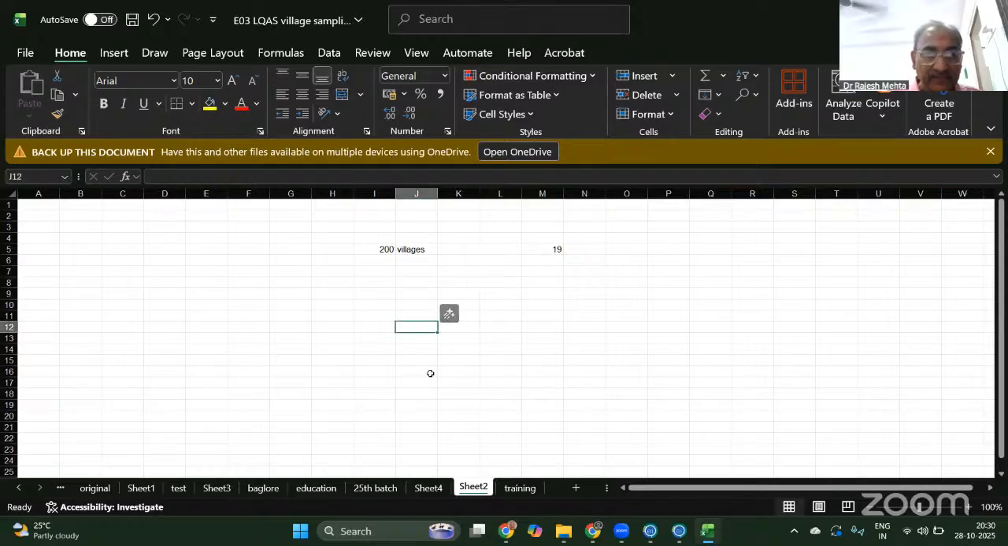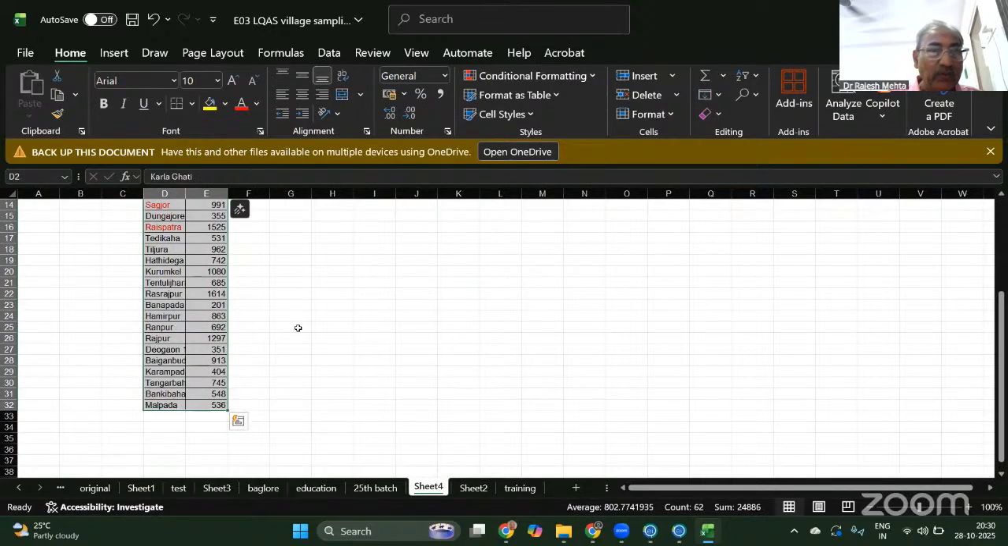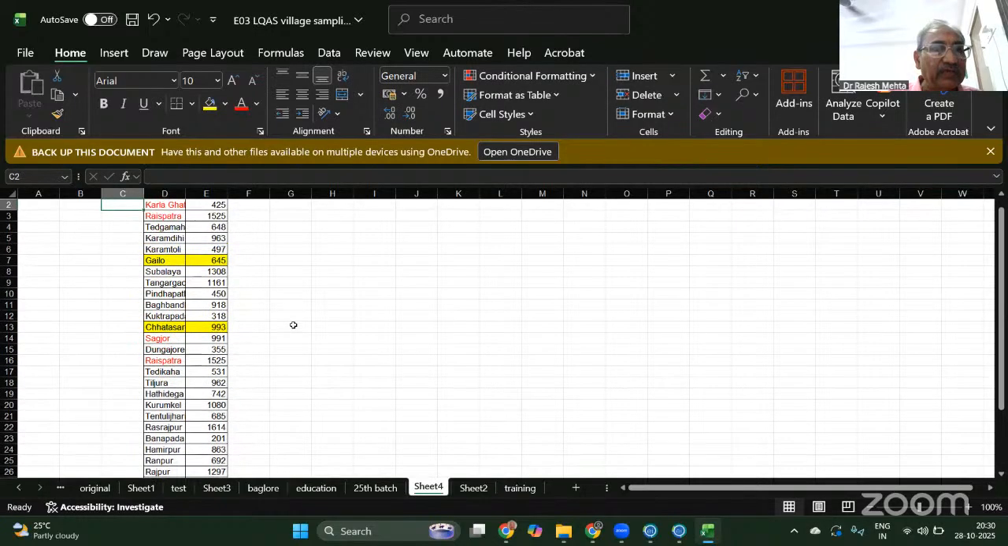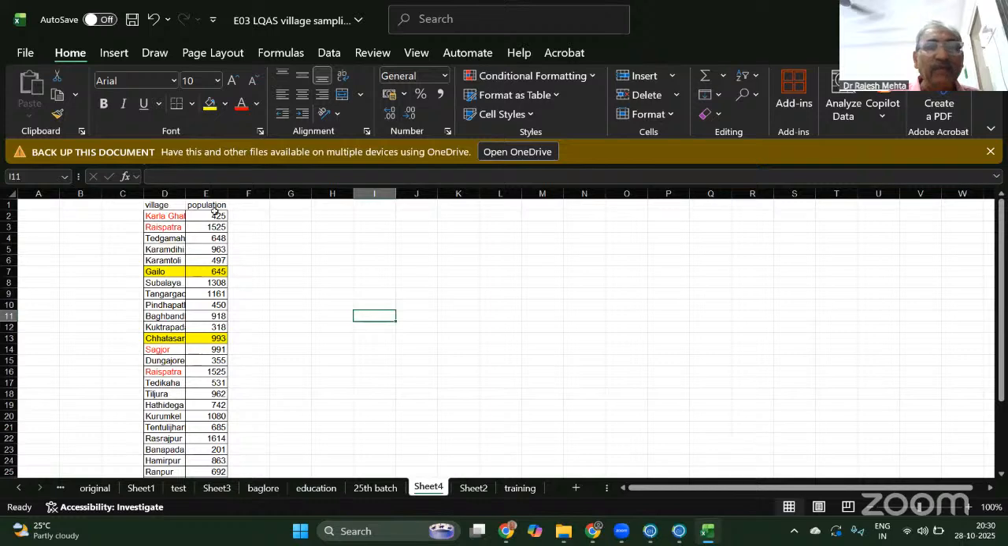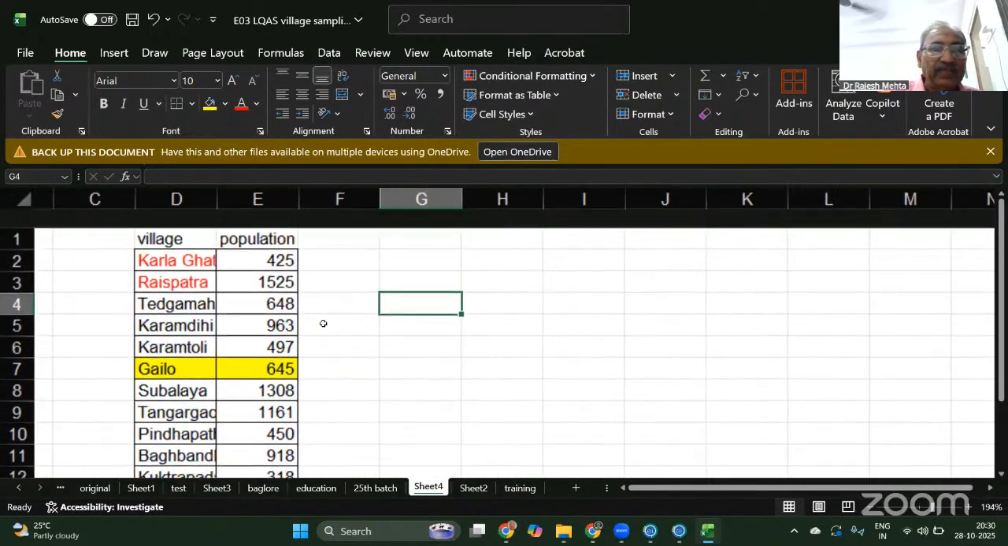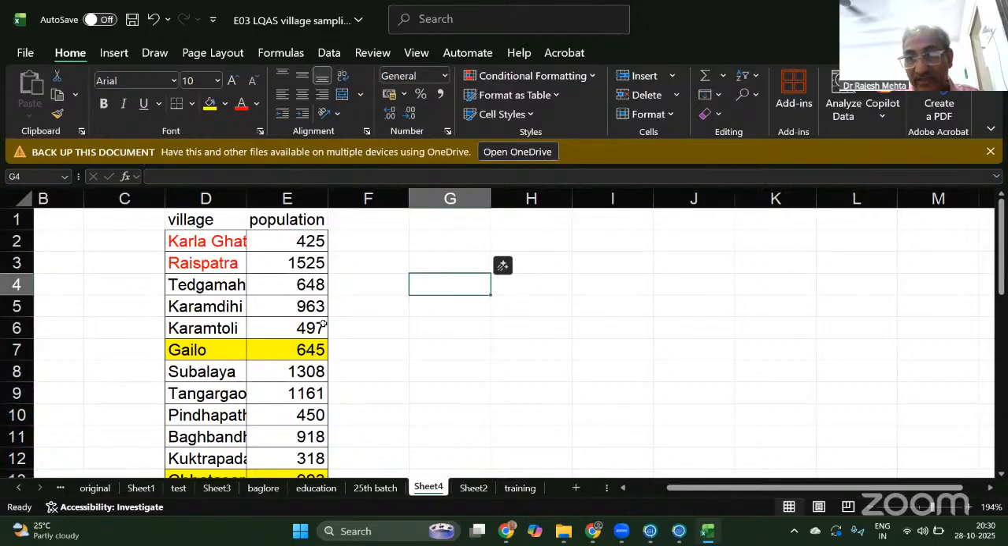In this case, let's say that you have a list of a few villages like this. You have the name of the village and the population with you, or the name of the school and the number of children over there. So this data you can have, right?